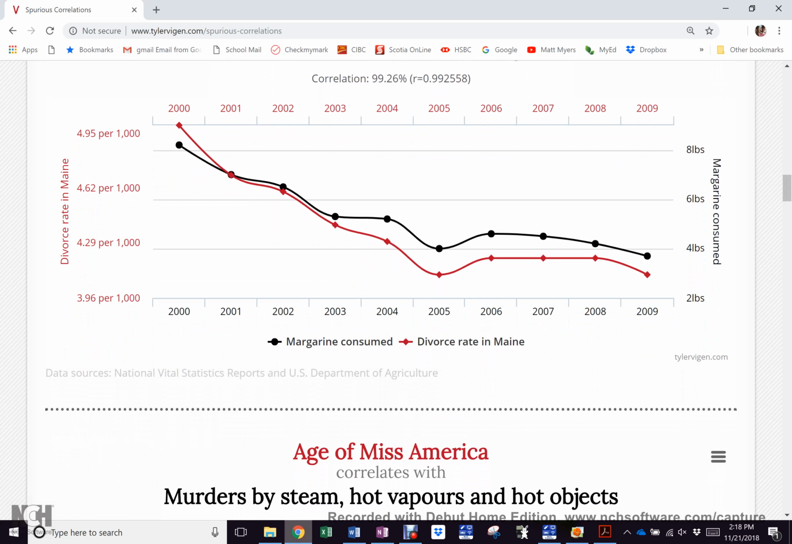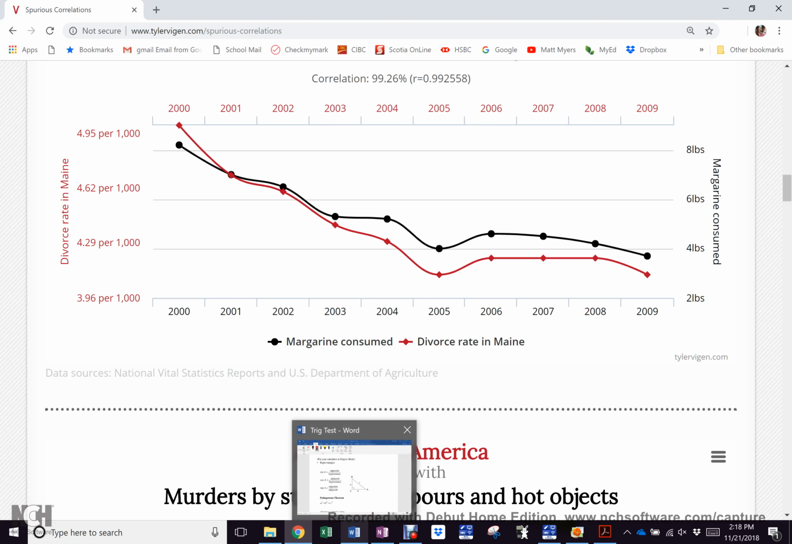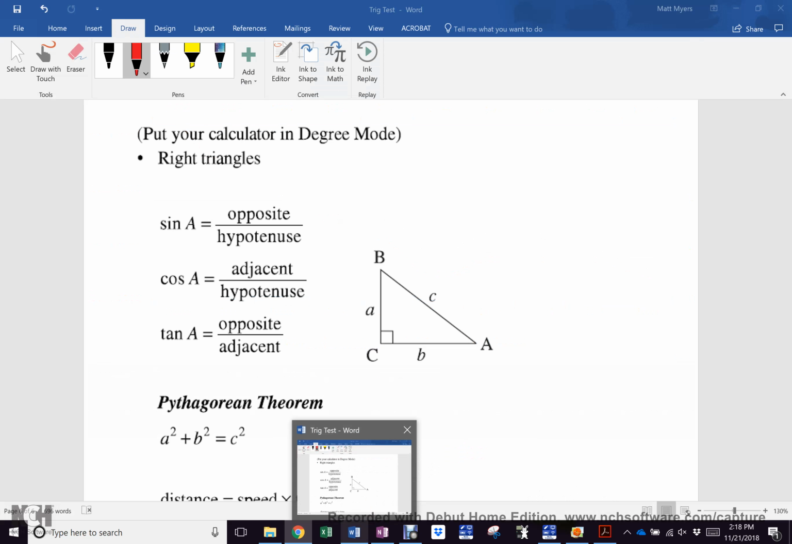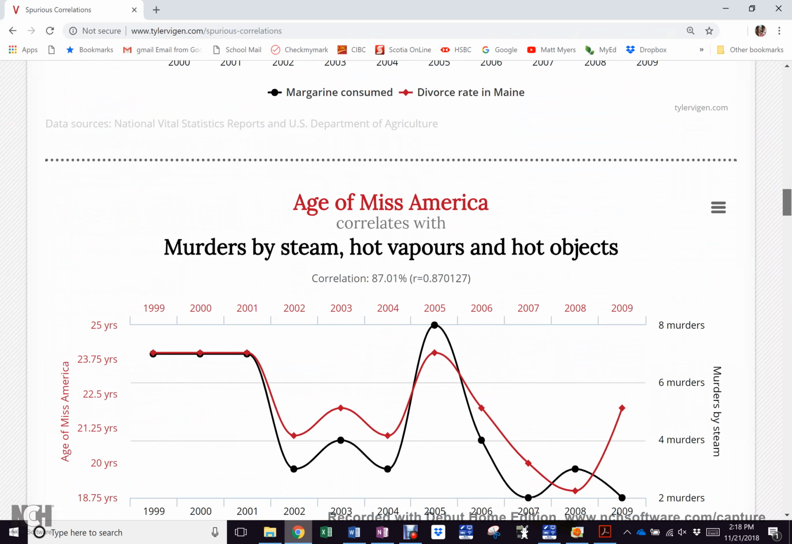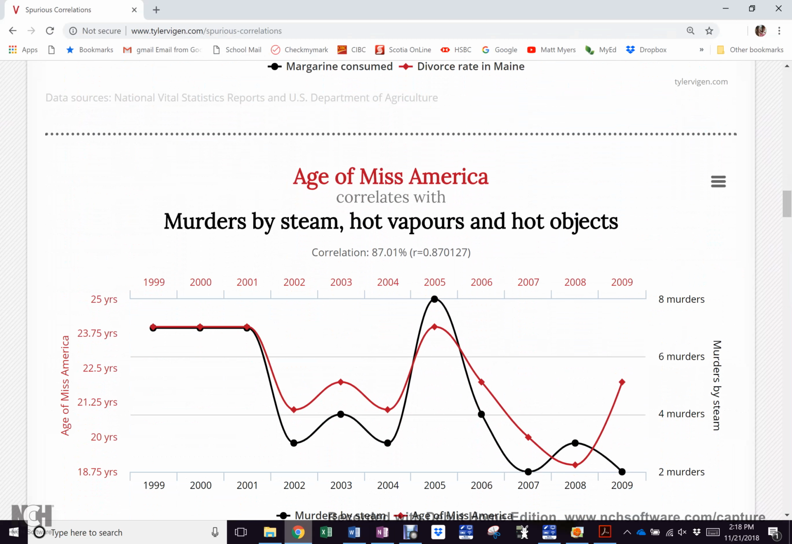The age of Miss America correlated with murders by steam, hot vapors, and hot objects. If Miss America is old, what do you think will happen to the murders? They are increased? Let's find out. Oh! The older Miss America gets, the more people are murdered with hot steam, vapors, and hot objects. In 2005, 8 people were killed because Miss America was too old.